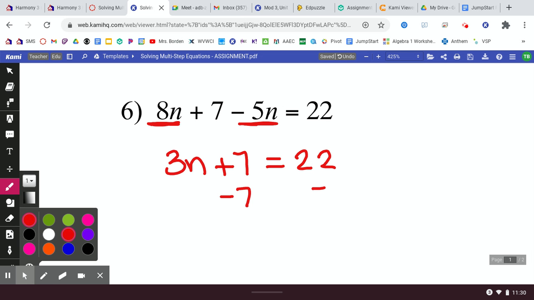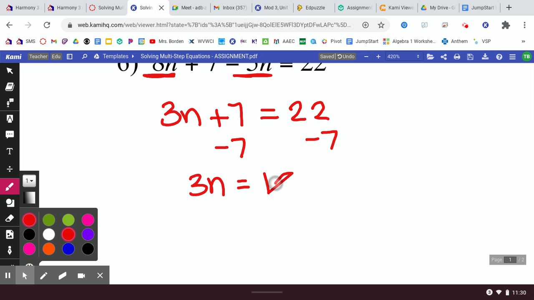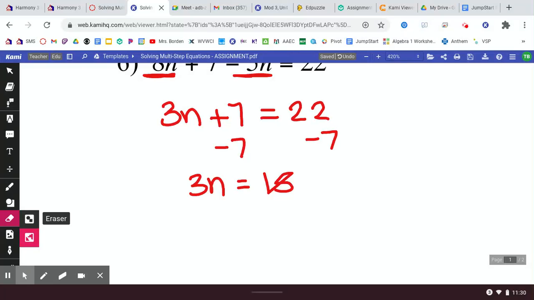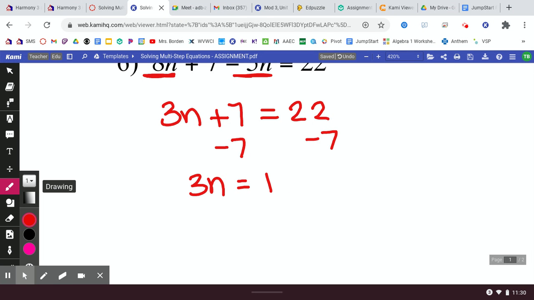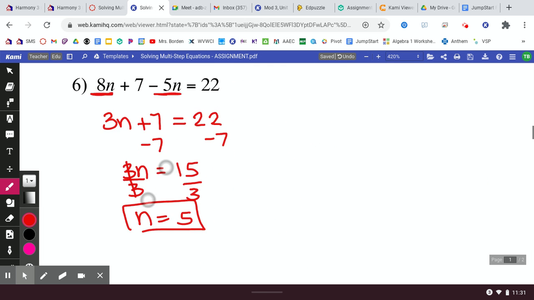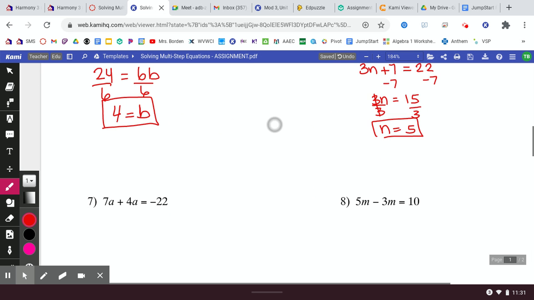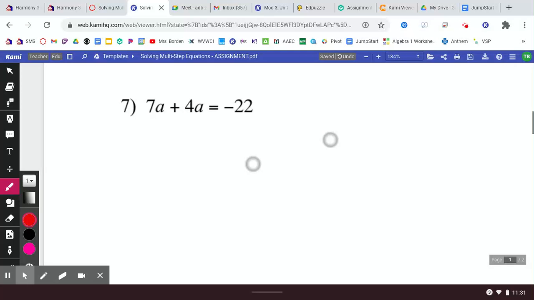Good. Subtract 7. Subtract 7, and we get 3n equals... Is that 15? Good. And then what? Good. Divide by 3. Whatever I do to one side, I do to the other, and I get n equals, since those cancel out, 5. Good job. Awesome. All right. Jalen, that means you get number 7. Anything to combine?